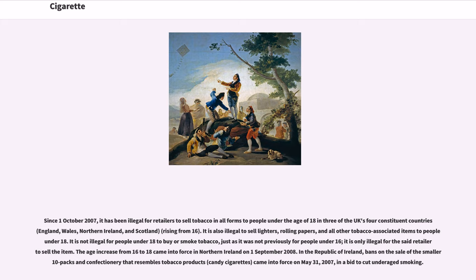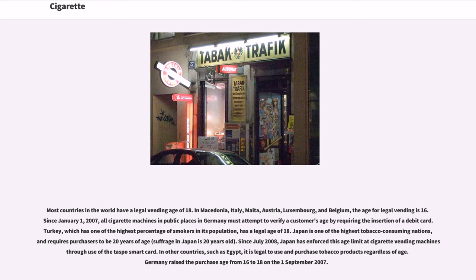The age increase from 16 to 18 came into force in Northern Ireland on September 1, 2008. In the Republic of Ireland, bans on the sale of the smaller 10-packs and confectionery that resembles tobacco products came into force on May 31, 2007, in a bid to cut underage smoking. Most countries in the world have a legal vending age of 18. In Macedonia, Italy, Malta, Austria, Luxembourg, and Belgium, the age for legal vending is 16.